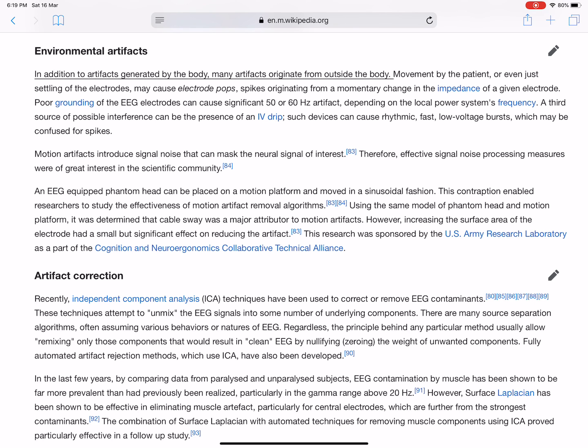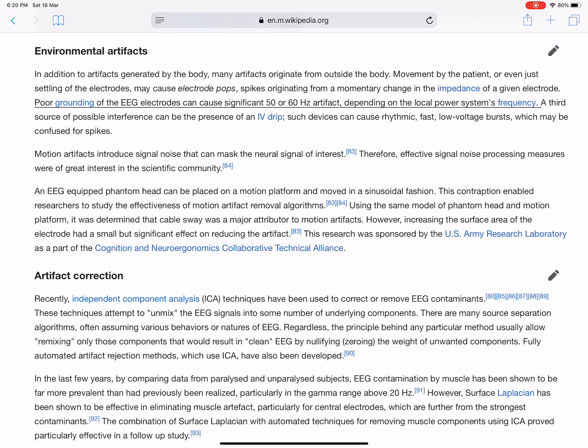Movement by the patient, or even just settling of the electrodes, may cause electrode pops, spikes originating from a momentary change in the impedance of a given electrode. Poor grounding of the EEG electrodes can cause significant 50 or 60 Hertz artifact, depending on the local power system's frequency.